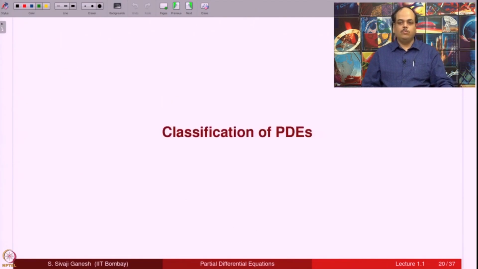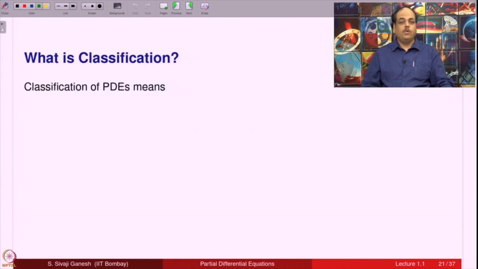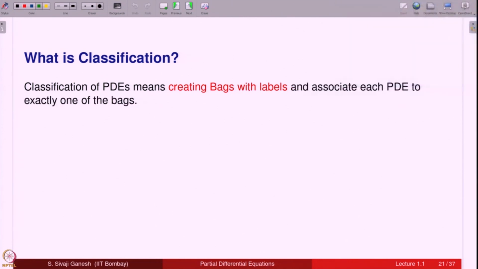Now, we move on to classification of PDEs. So, what is classification? Classification of PDEs means creating banks with labels and associating each PDE to exactly one of the banks.